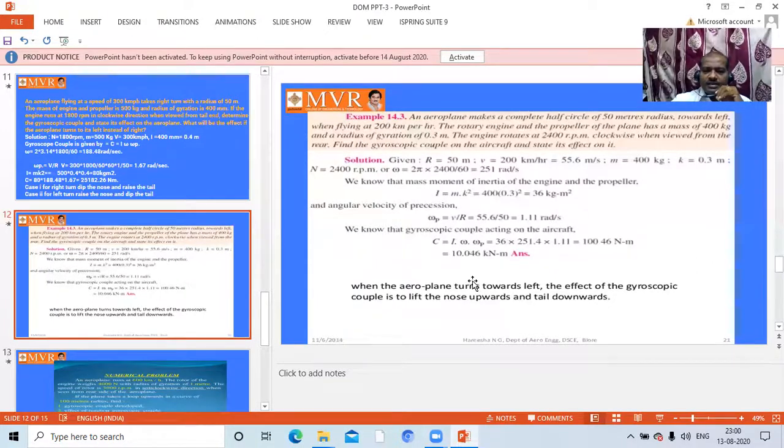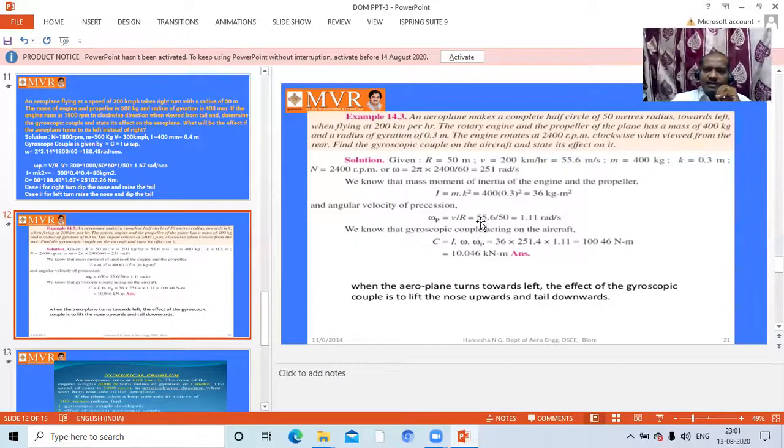The gyroscopic couple C is equal to I into omega p. I is m k square. The mass we know, and the radius of gyration is clearly given, so no need to convert the units. Precession is equal to v by r. V is velocity, given as 200 kilometers per hour. First convert it into meters per second. 1 kilometer is equal to 1000 meters, so 200 into 1000 divided by the number of seconds in 1 hour, 60 minutes and 60 seconds. Thereby we get the velocity in meters per second.